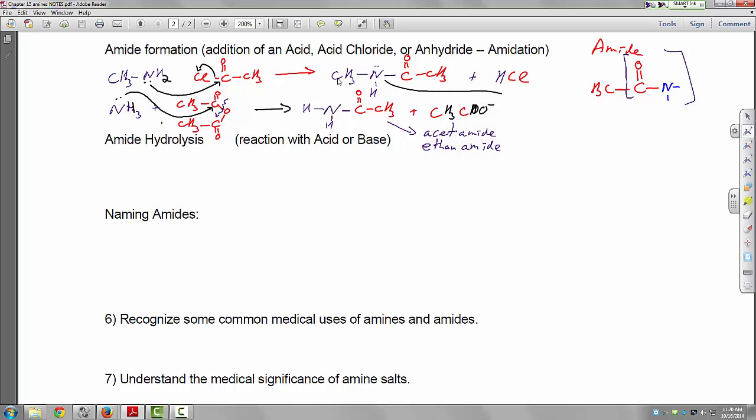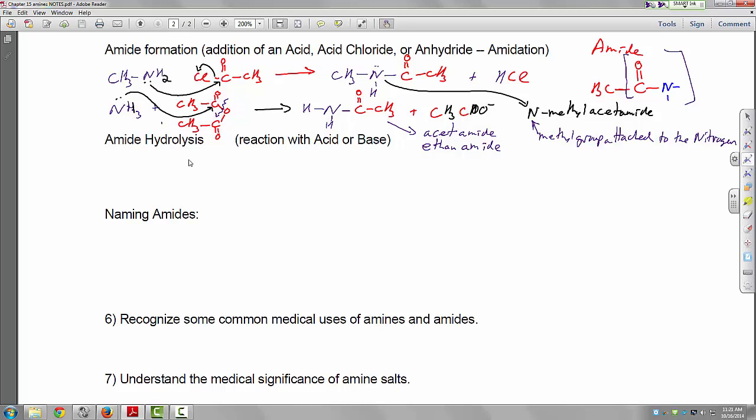So when we name this, it's going to be N-methyl acetamide, or N-methyl ethanamide. The N here means we have a methyl group attached to the nitrogen. So down here they talk about naming amides. I did a little bit there. I'll give you some more examples in a moment.